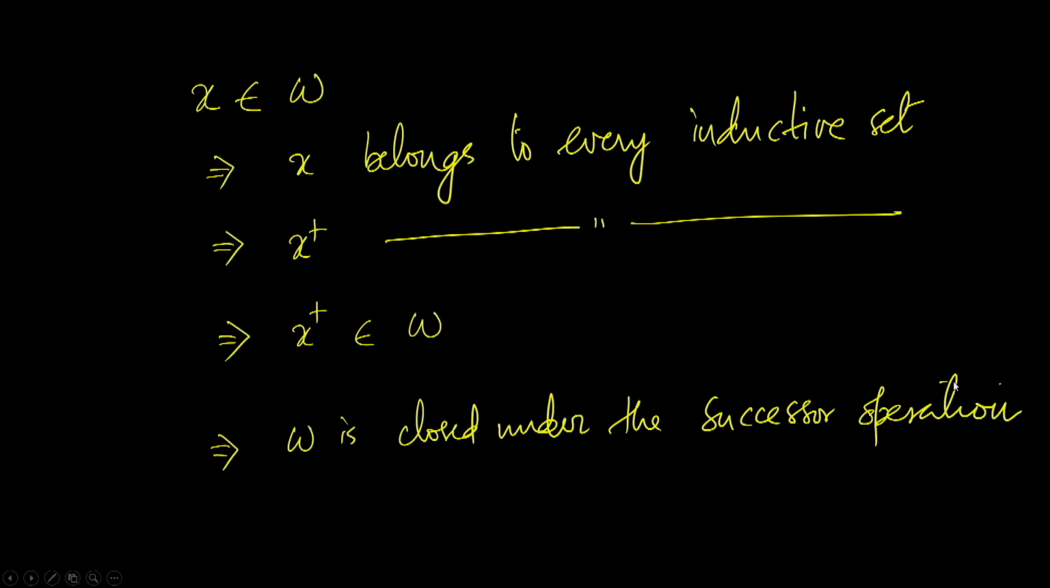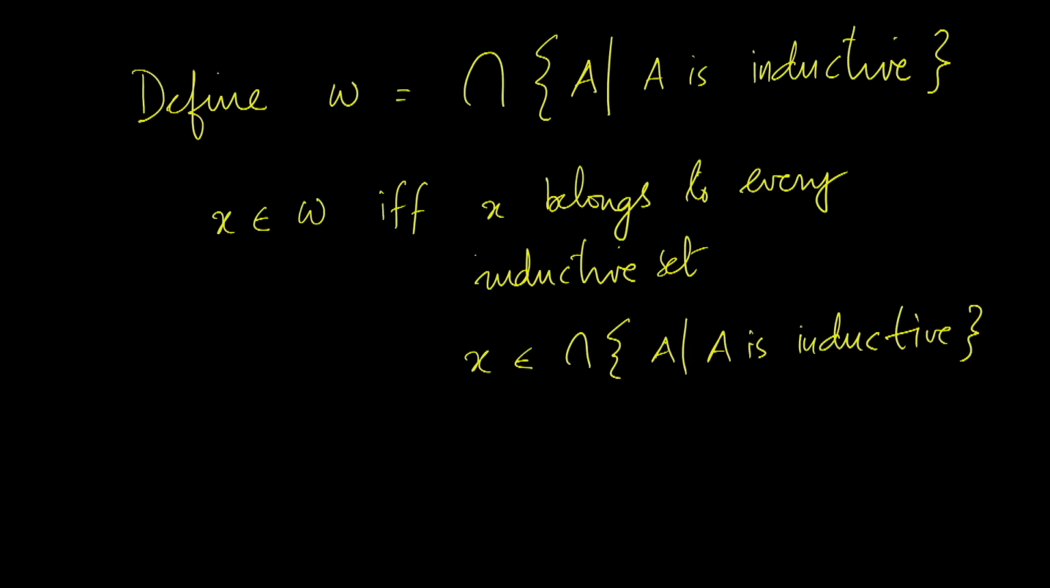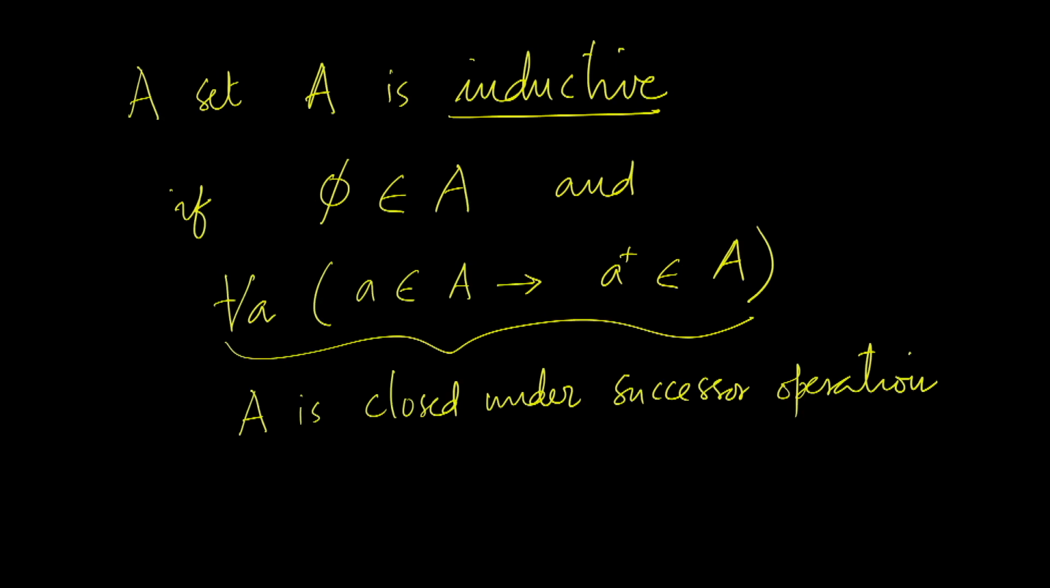The first requirement is that omega should contain the empty set. The second requirement is that it should be closed under the successor operator. Since we have established both, we know that omega is inductive. So omega, which is defined as the intersection of all inductive sets, is itself an inductive set. And once again, an inductive set is a set which contains an empty set and is closed under the successor operator.